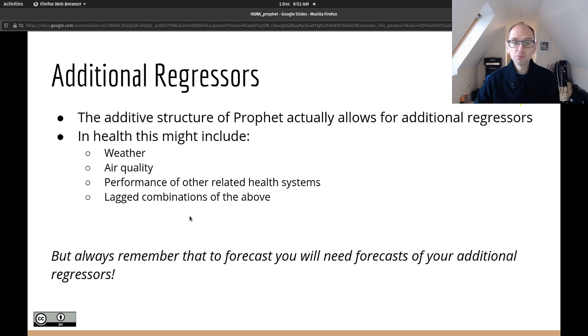We can also bring in performance of other healthcare systems. If you think the demand for the healthcare system you're forecasting is affected by the performance or the demand on another system, you can incorporate that into the Prophet model, no problem. And of course, you could have combinations of the above. So the difficulty with multivariable forecasting is that when you're predicting quite far into the future, you'll need forecasts of your other regressors. So if you're predicting 12 weeks into the future, it's unlikely that the weather last week will have had an effect on your respiratory admissions, for example. So you might need to look at weather forecasts over that time period.